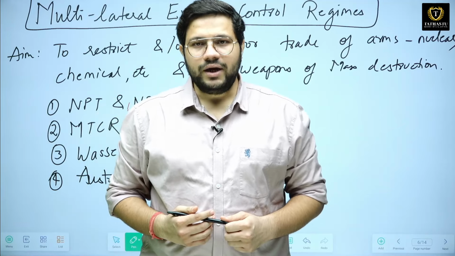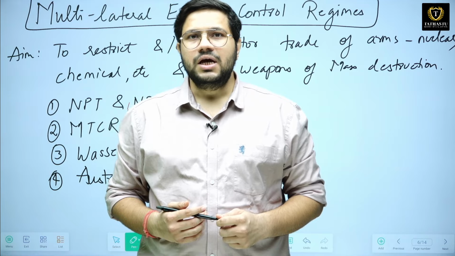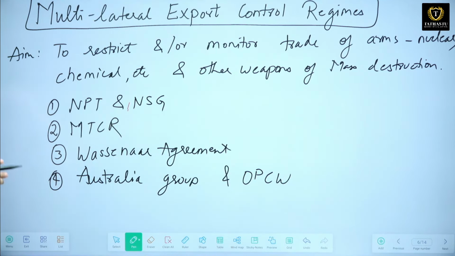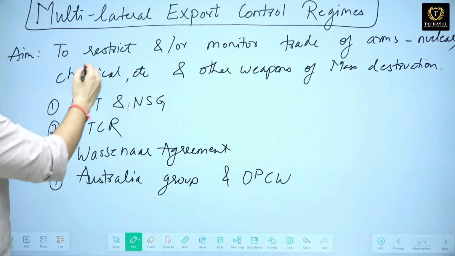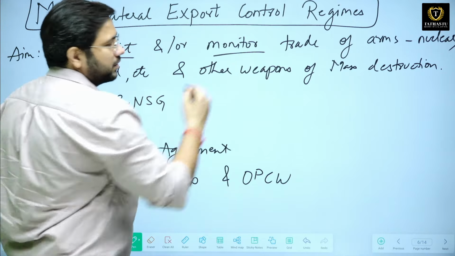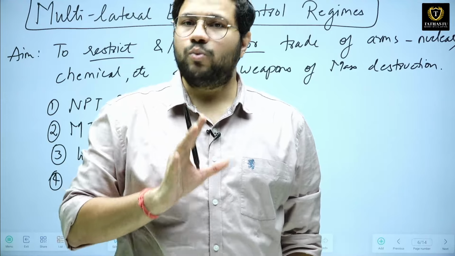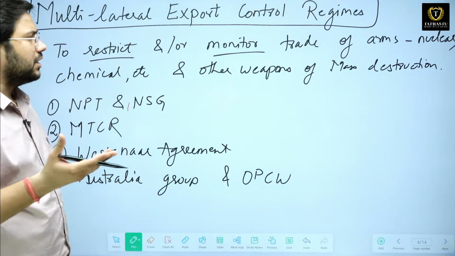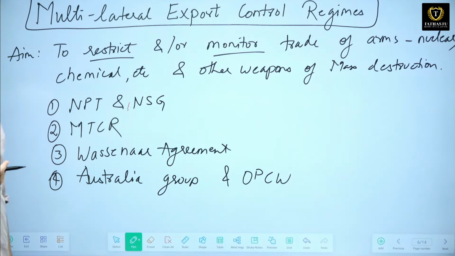Hello everyone. Today we are going to look at an important topic of international relations, multilateral export control regimes. The aim of these regimes is basically to restrict or monitor trade of arms or other dangerous weapons. So arms can be the nuclear arms or the chemical arms, and weapons of mass destruction.